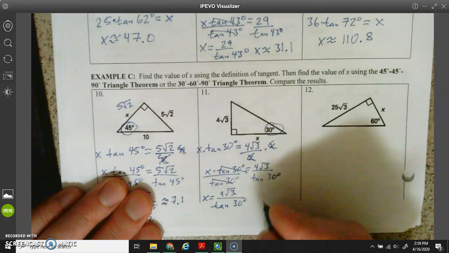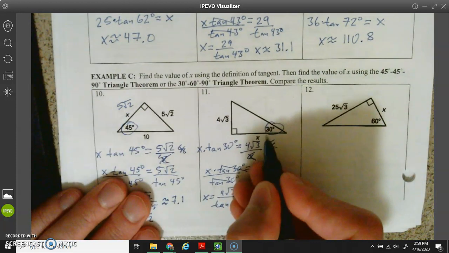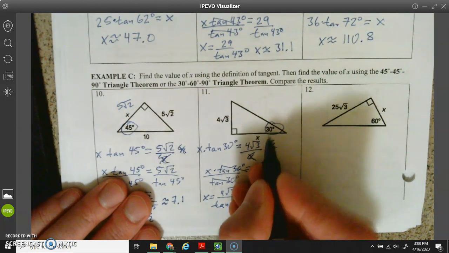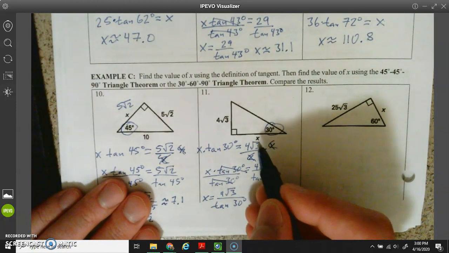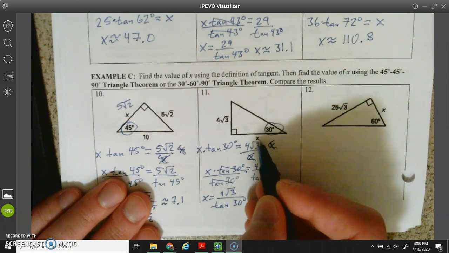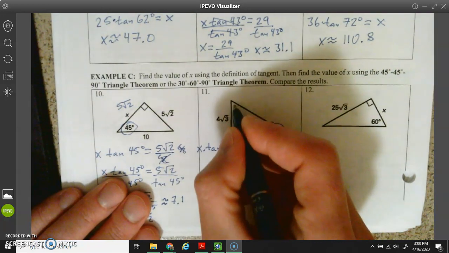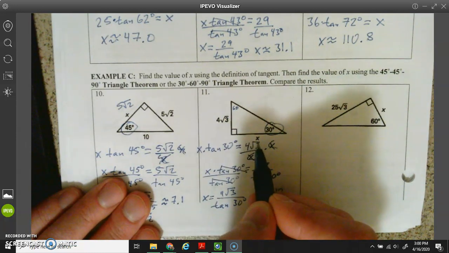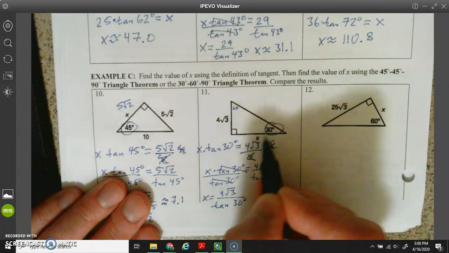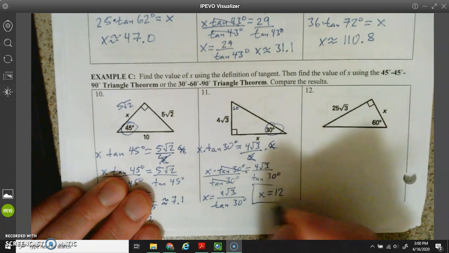Now, I knew it was going to come out to be a nice even number, and the reason I knew is because of what tangent of 30 really is. Tangent of 30 degrees is the square root of 3 over 3. That's why the x value here is 12. In fact, if we think about it, if this is the short side on a 30, 60, 90 triangle, then 4 square root of 3 times square root of 3 is going to give us this value. 4 times square root of 3 squared, 4 times 3, that makes that 12. So that's why x is 12.